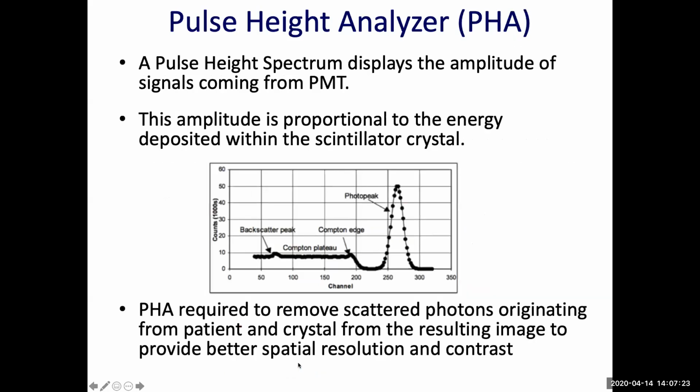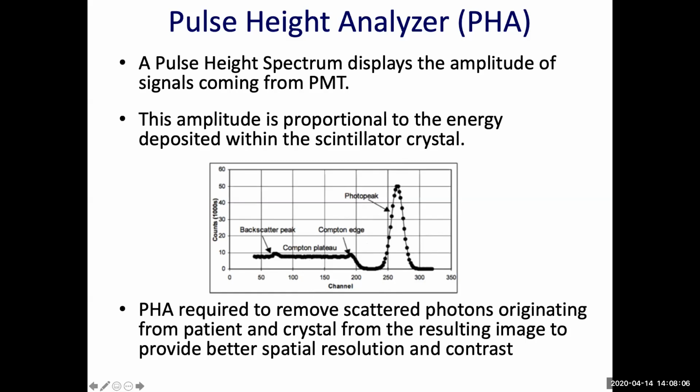This is important, the pulse height analyzer. A pulse height spectrum displays the amplitude of signals coming from the PMT. This is our photopeak. This amplitude is proportional to the energy deposited within the scintillation crystal. Increasing the energy will increase the amplitude of this photopeak. For example, if we have 140 keV technetium, we'll see this photopeak at 140 keV. This axis is channel, different from that, but we can have the keV here. We get the photopeak at 140 keV, and this is our primary photopeak.